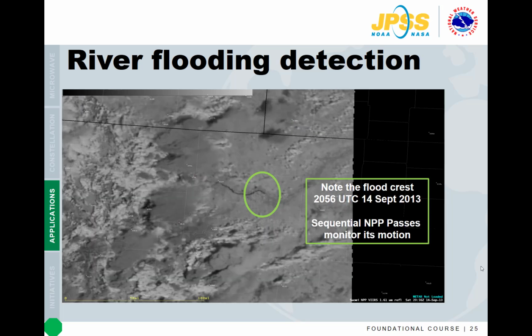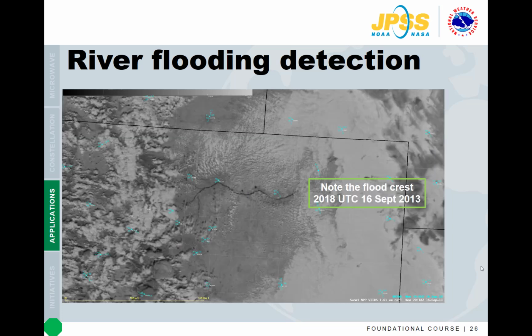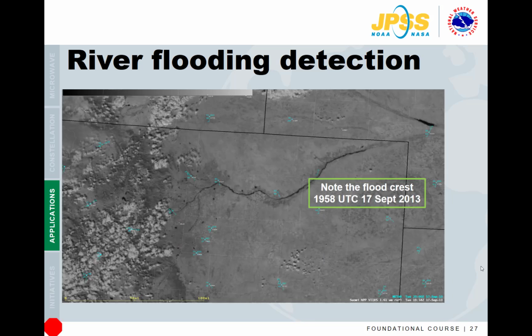So you can see the progress of the flood crest and maybe even calculate its speed. Multiple scenes are far more likely in 2025 now that there are 3 VIIRS instruments. It's a few days later. How far has the flood crest moved? Of course, clear skies help.